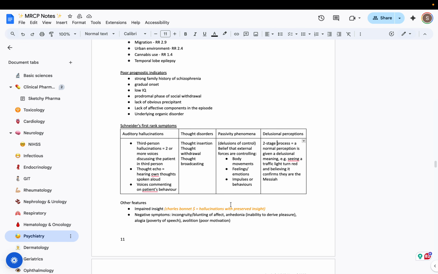Okay. Other features: impaired insight. There are types of hallucinations that occur with preserved insight, like Charles Bonnet syndrome. But in schizophrenia, the insight is impaired, so they don't know that these hallucinations are not real. This is very scary. Okay, schizophrenia is very scary.